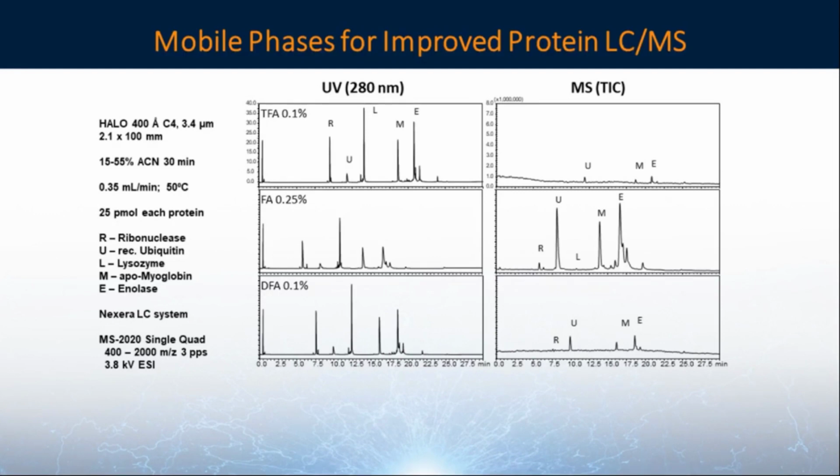0.1% DFA results show slightly less retention compared to the TFA, but more retention compared to formic acid. In terms of the TIC, there is more signal compared to TFA, but not as much as with formic acid. For a compromise in terms of peak shape, retention, and ionization efficiency, DFA is our recommendation for LC-MS analysis.